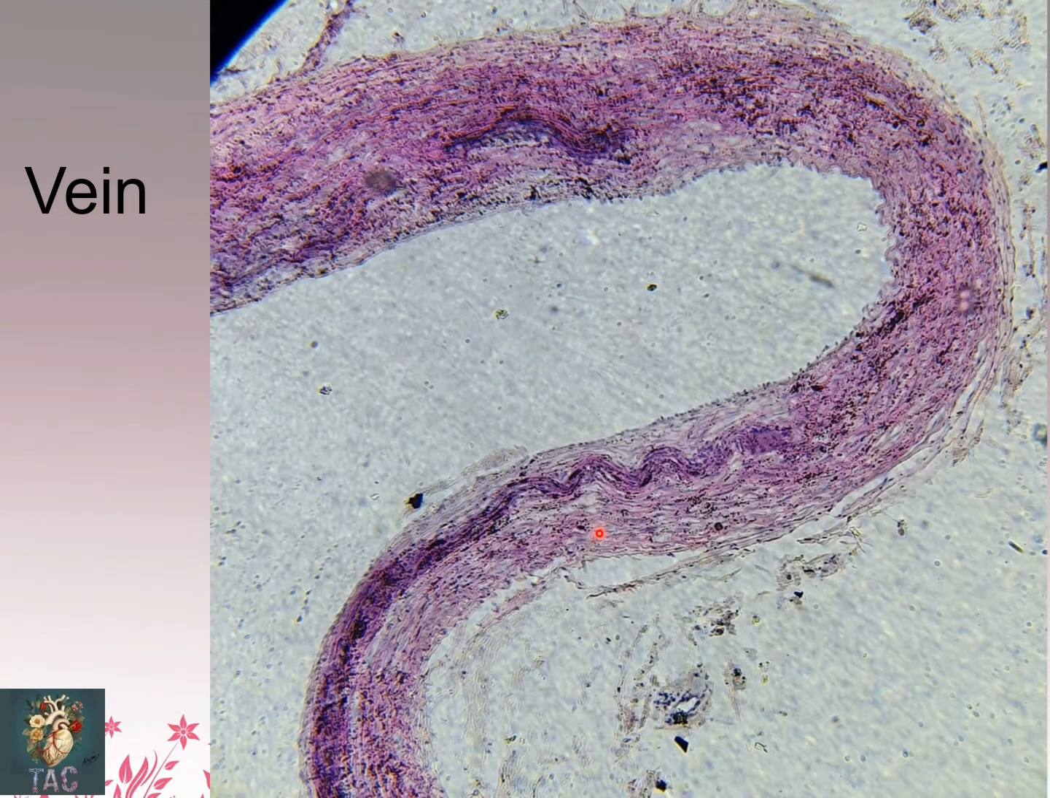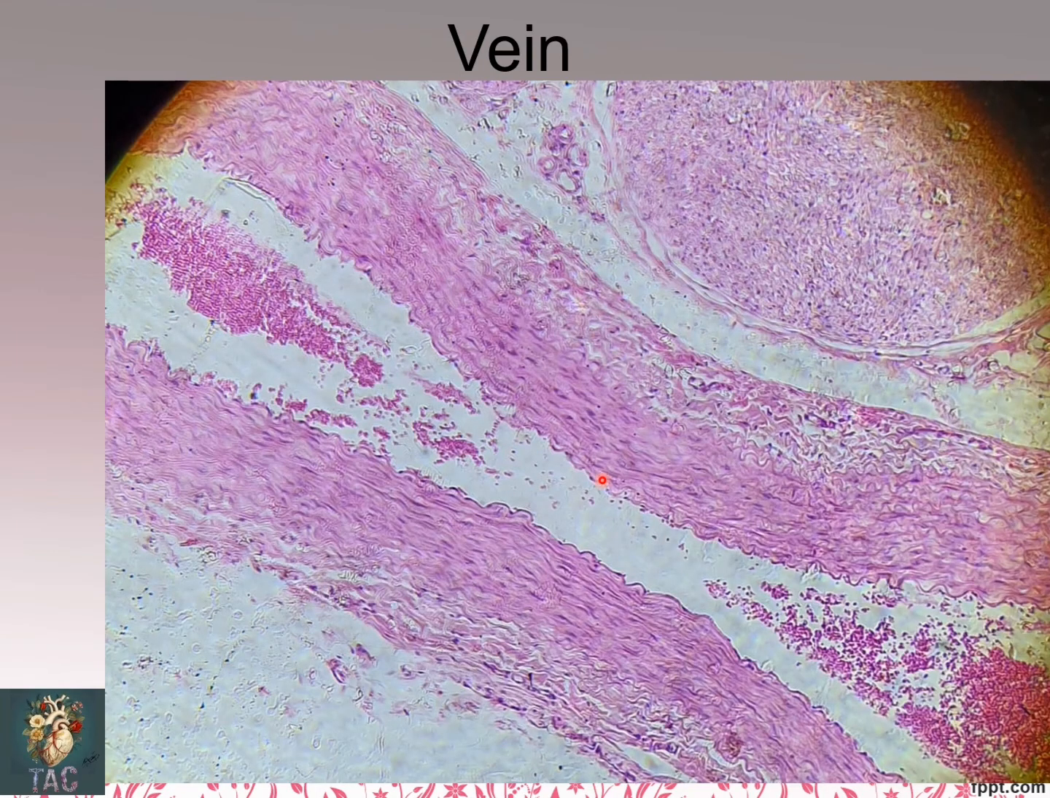Then look at this diagram. This is the section of the vein. You can see the collapsed lumen, then the intima, the media and the adventitia. Another section of the vein, a beautiful section of the vein. You can see this is the tunica intima, which consists of the endothelium, some small amount of the connective tissue and inner elastic lamina. Then this is the tunica media and tunica adventitia.